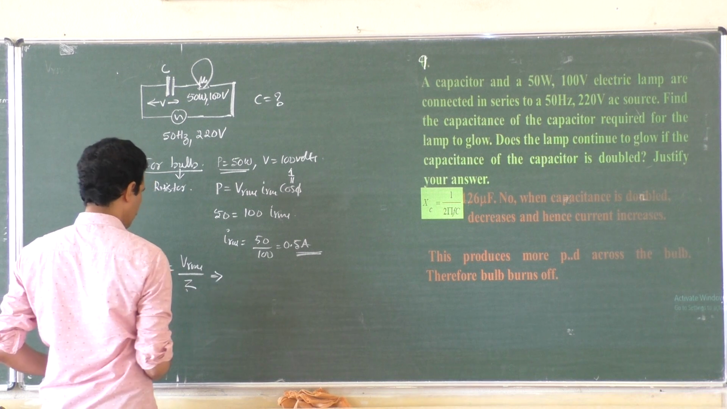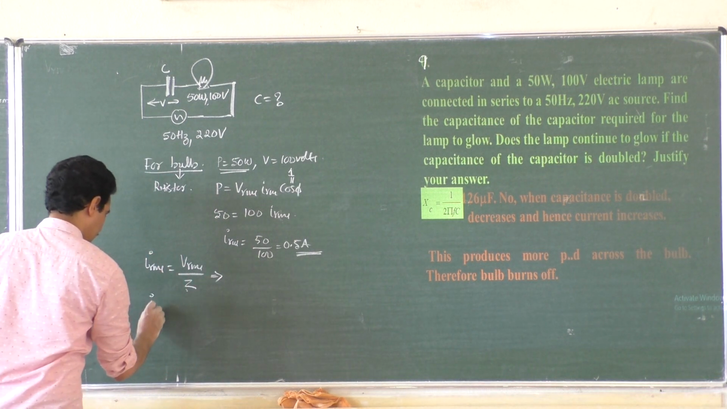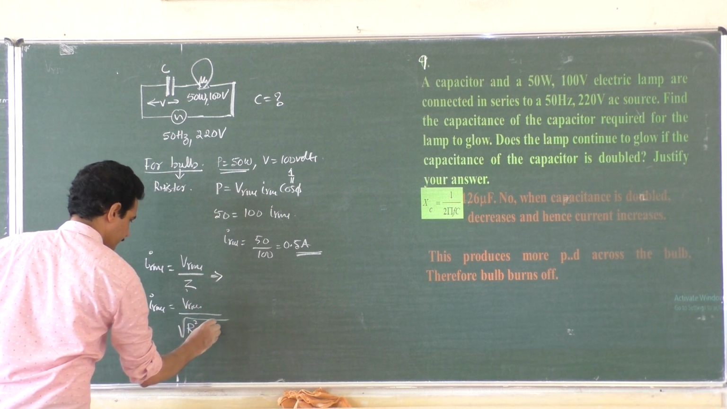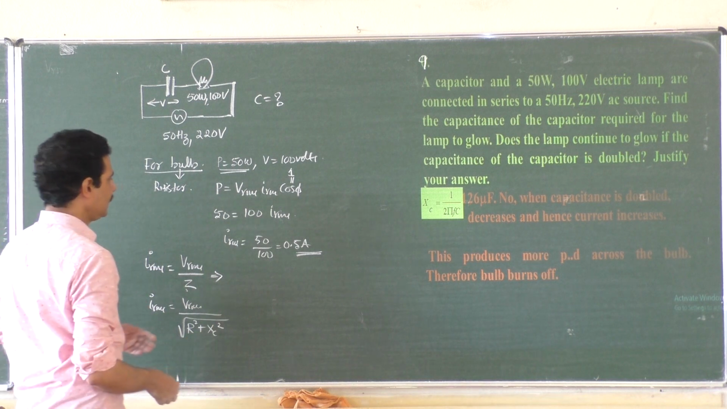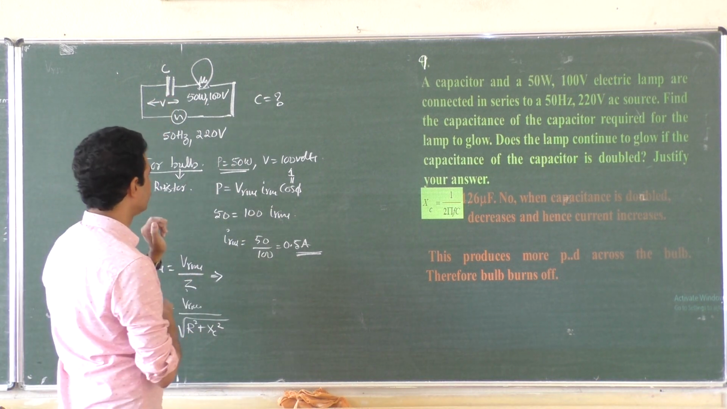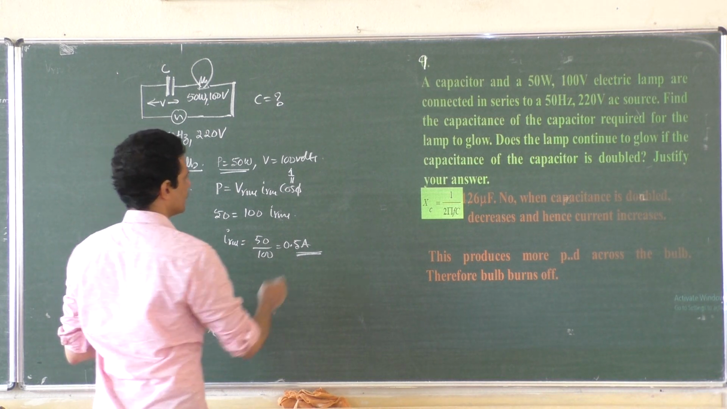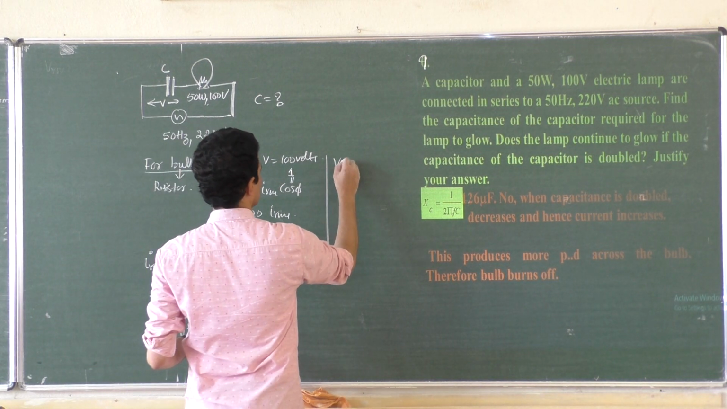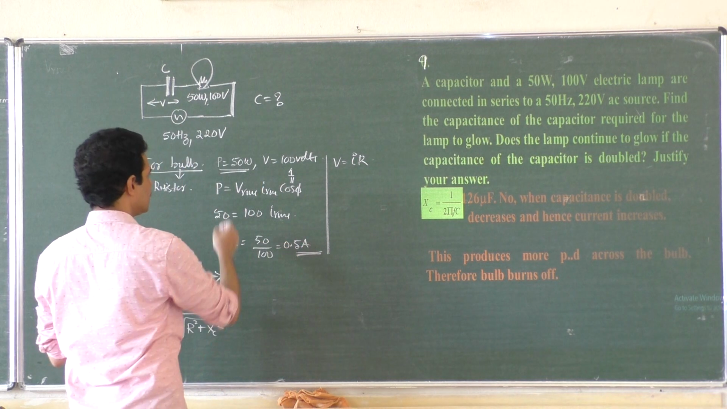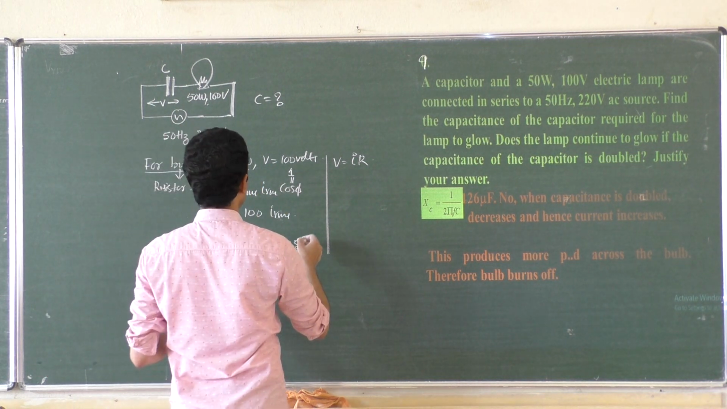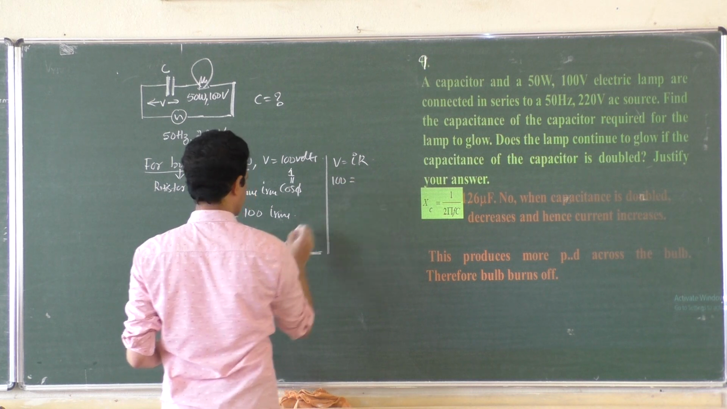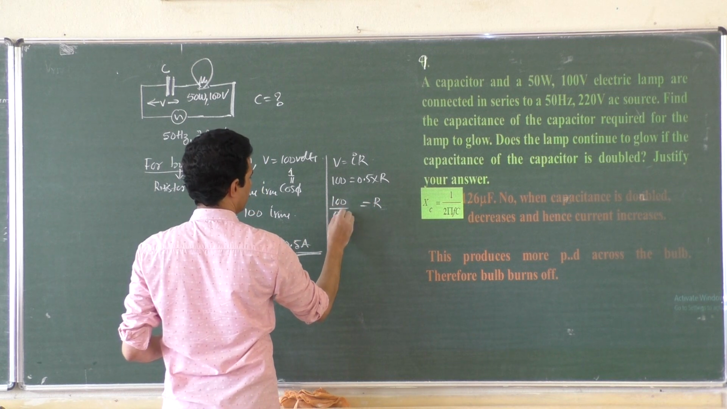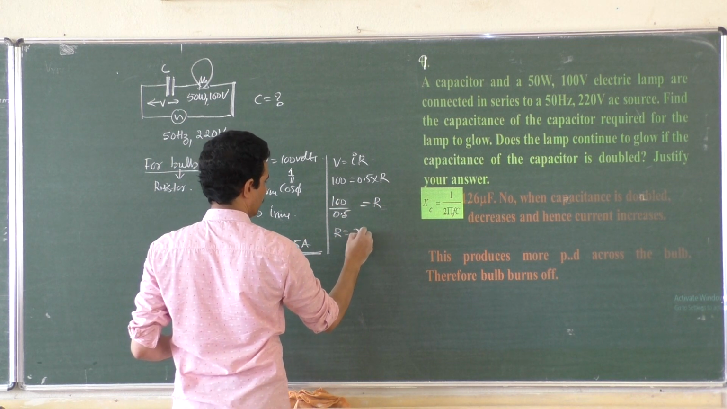Here I can write Irms is equal to Vrms divided by root of R square plus XC square. But what is R? R is the resistance of the bulb. That we haven't found out yet. We can do it like this. V is equal to IR, the same formula, for the bulb. Or power is equal to V square by R, that is also possible. V is 100, I is 0.5, into R. So R is 100 by 0.5. 0.5 is 1 by 2. So R is 200 ohm.